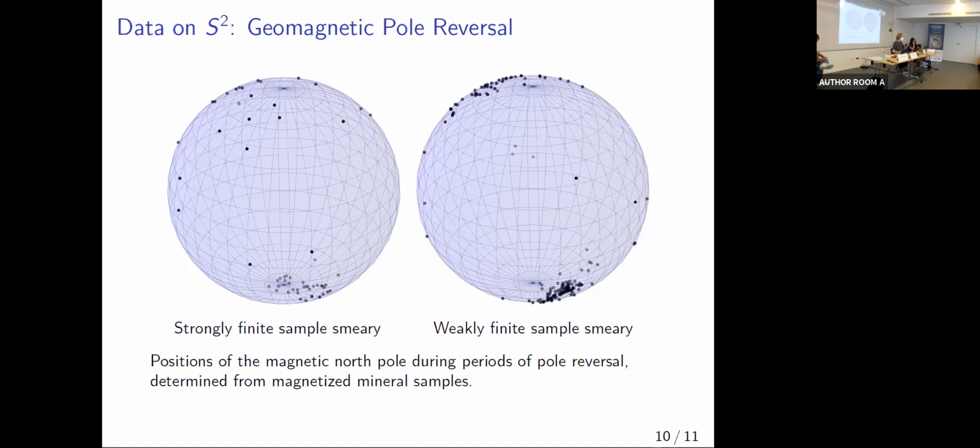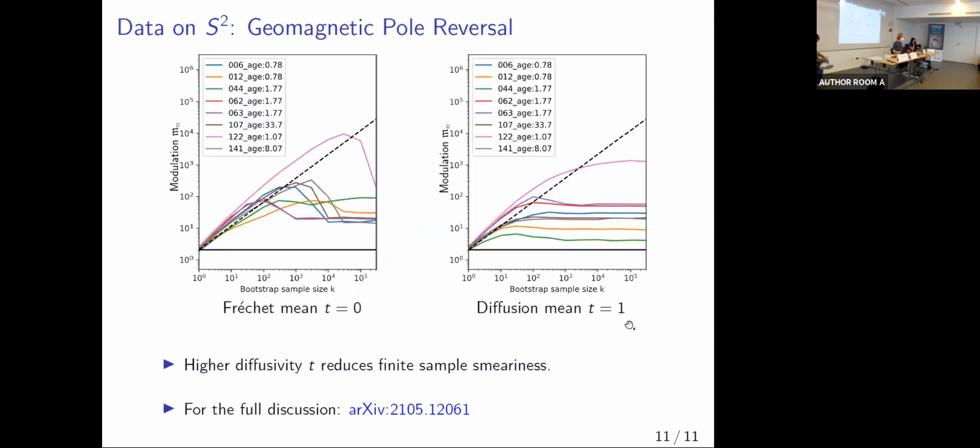And if these rocks were emitted from a volcano during such a period, some will show the old pole direction and some will show the new pole direction. And then in such a rock sample, you get a distribution like this for the North Pole position, right? And here it turns out, again, from a large set of such samples, many exhibit finite sample smeariness. And if we take diffusion means here, we see that this finite sample smeariness is mitigated for these data sets. So I think the diffusion means have very nice properties.